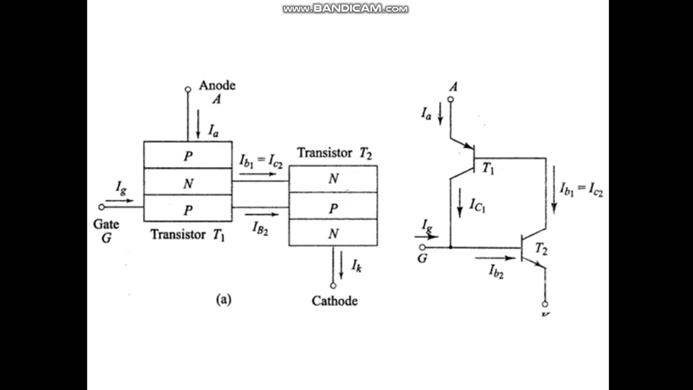So this is the two transistor model. Basically, SCR is a four layer PNPN, three junction J1, J2 and J3, three terminal device. So we have three terminals: anode, cathode and gate. The collector current of the first transistor is nothing but the base current of the second transistor, and similarly, the base current of the first transistor is the collector current of the second transistor.